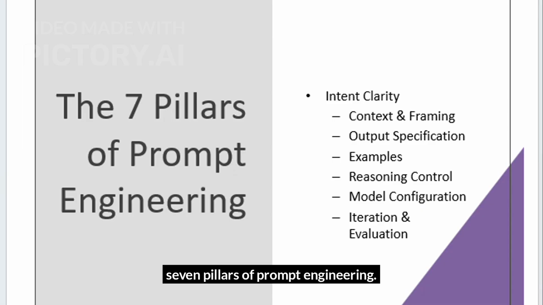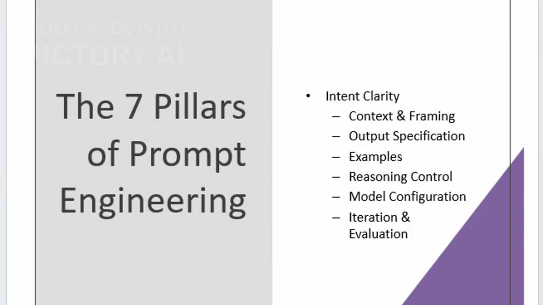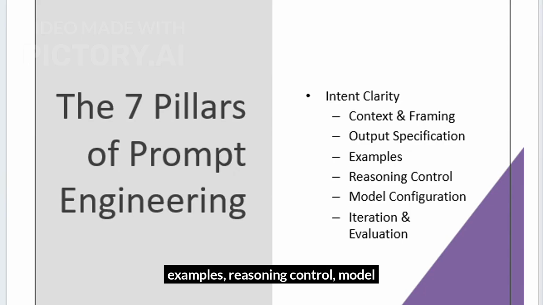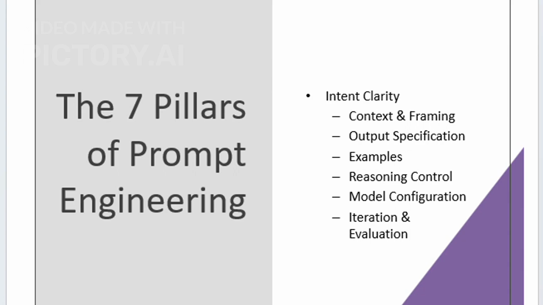Now looking at the 7 pillars of prompt engineering: intent clarity, context and framing, output specification, examples, reasoning control, model configuration, iteration and evaluation. These are the 7 pillars that show up consistently in production-grade AI systems and modern research, including Google's Gemini guidance.